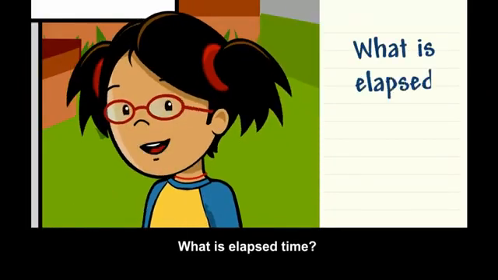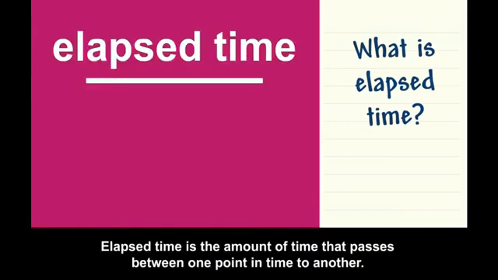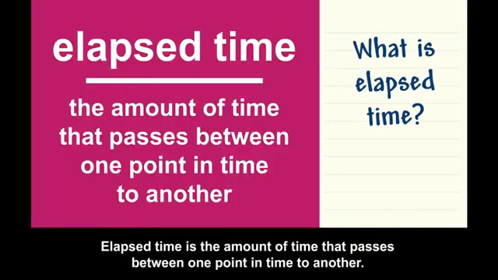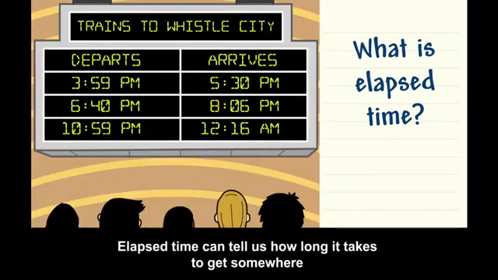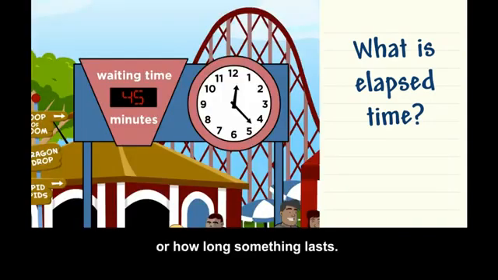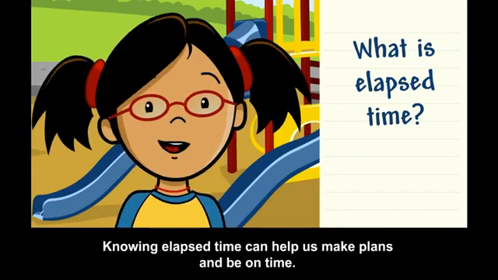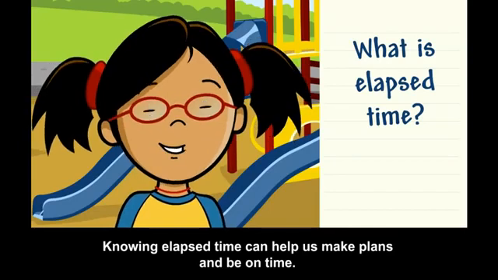What is elapsed time? Elapsed time is the amount of time that passes between one point in time to another. Elapsed time can tell us how long it takes to get somewhere or how long something lasts. Knowing elapsed time can help us make plans and be on time.